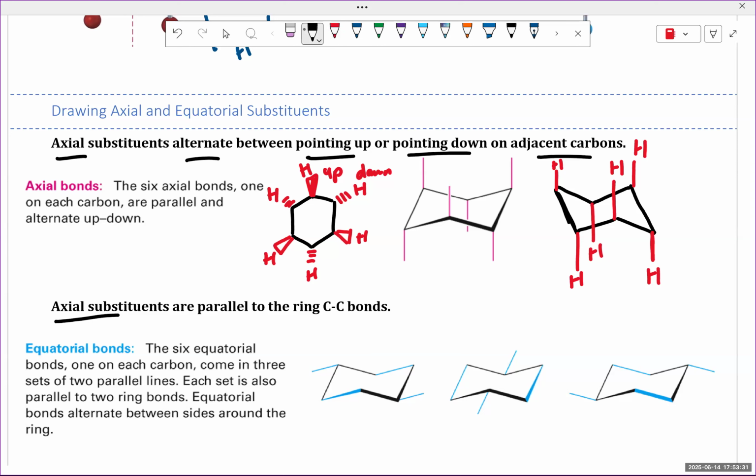Importantly, axial substituents are drawn parallel to one another. So all of these axial substituents are vertical, either pointing up or down.